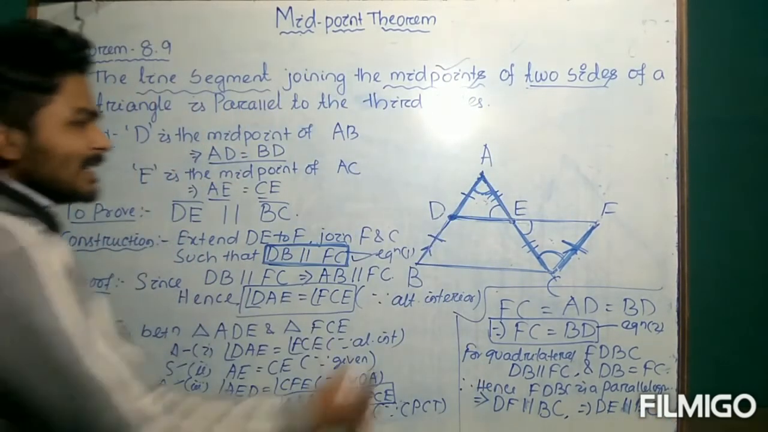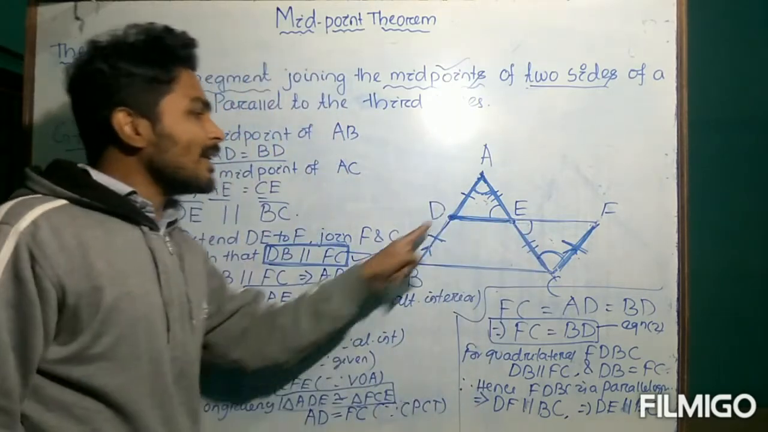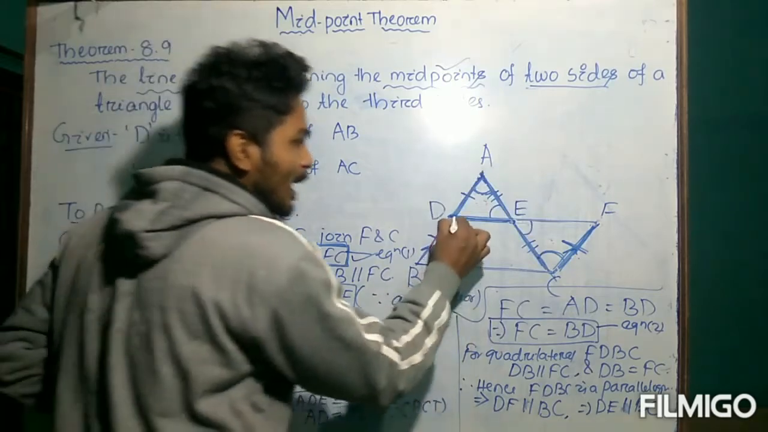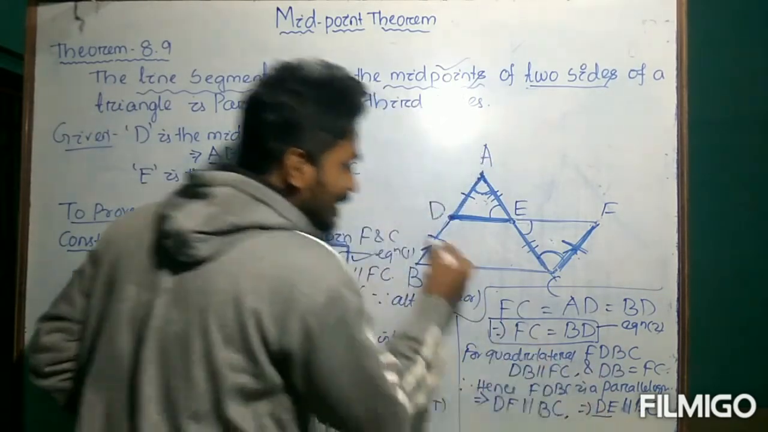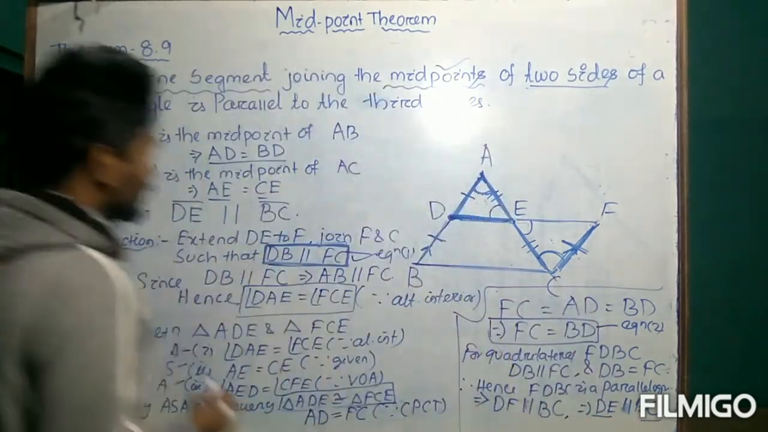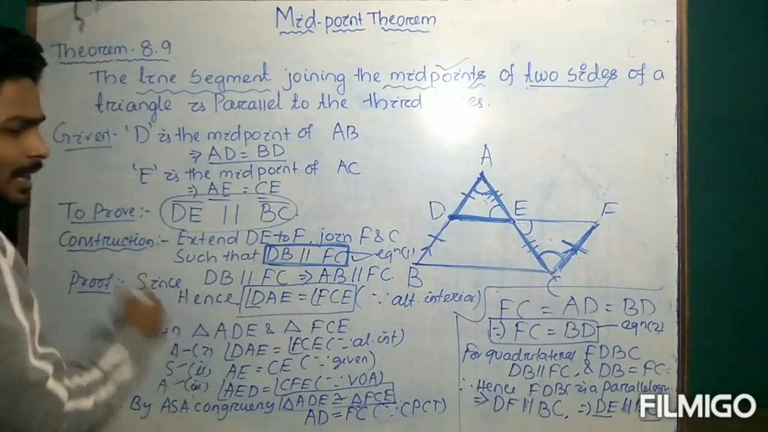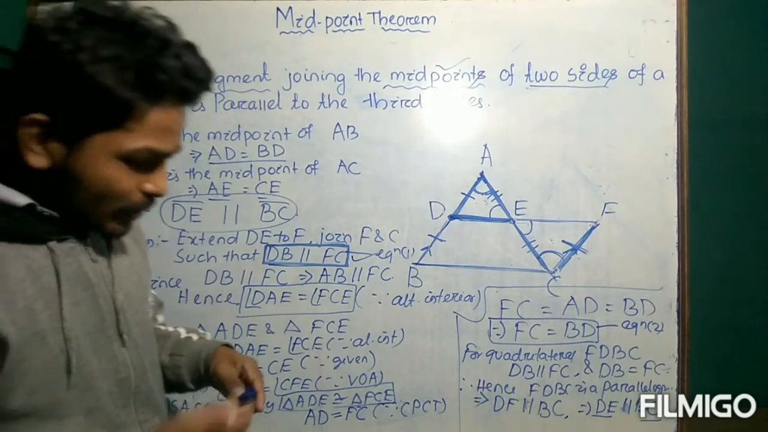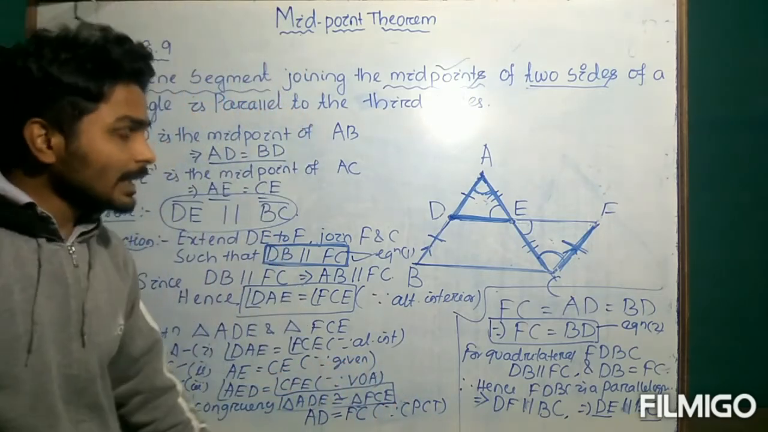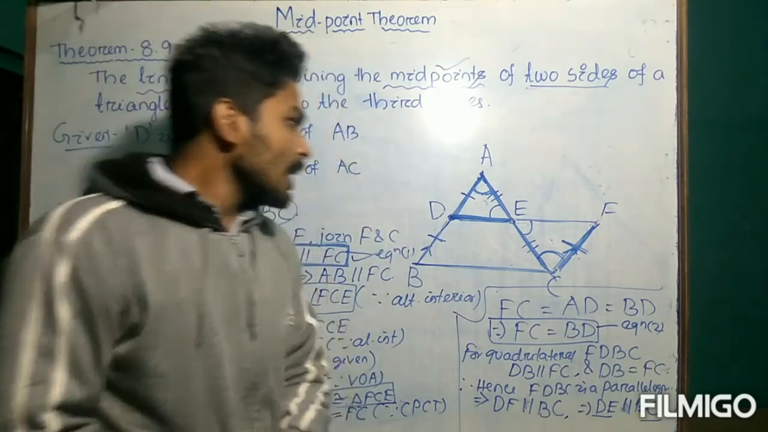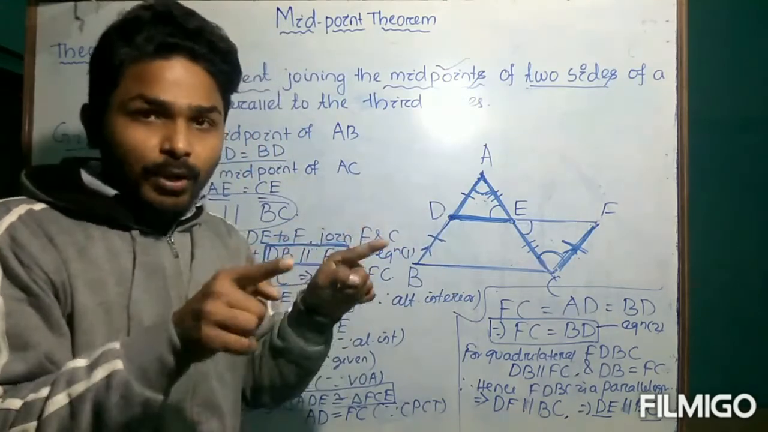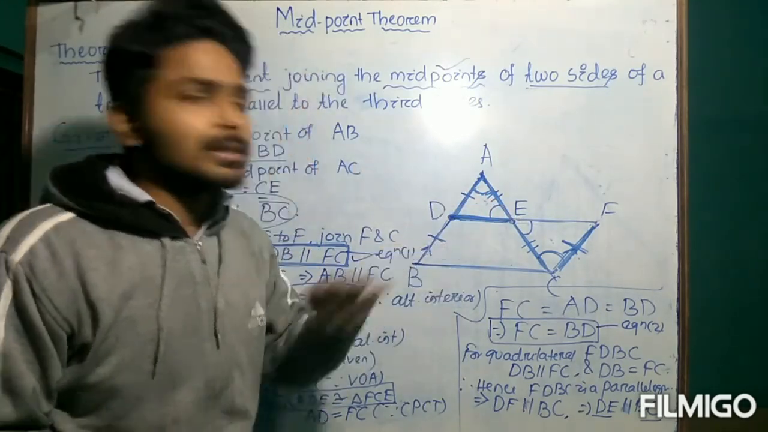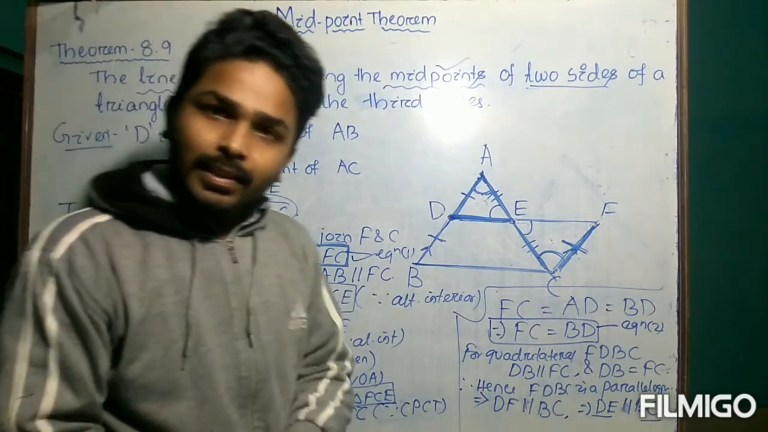Clear? So what is DE? DE is a line segment which joins the midpoints of two sides of a triangle. And we have proved that this line segment DE is parallel to the third side BC. Just see this. We had to prove this, and we have proved DE parallel to BC. Understood? So you have to remember this theorem: if in a triangle a line segment joins the midpoints of any two sides of that triangle, then that line segment must be parallel to the third side. Okay, you have to keep in mind this theorem.